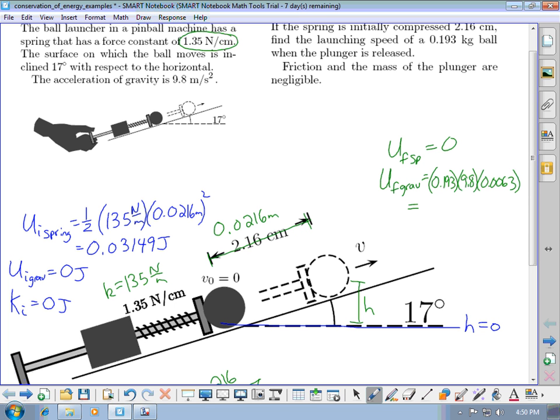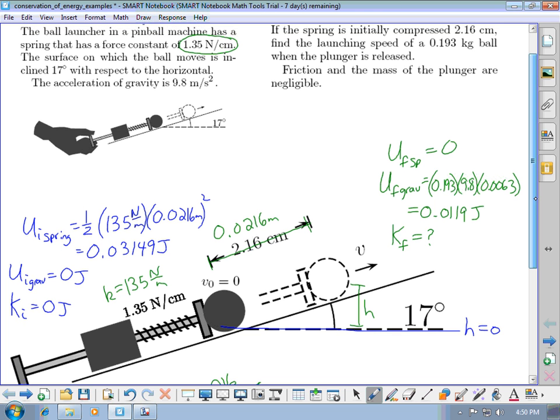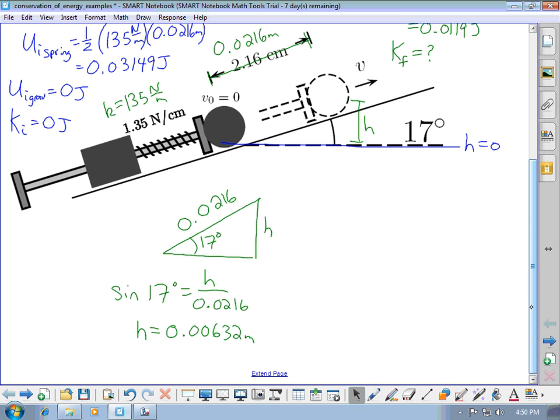So the gravitational potential energy, once we calculate it, is 0.0119 joules. And there's a certain amount of kinetic energy at the end. We can find that amount of kinetic energy by using conservation of energy.